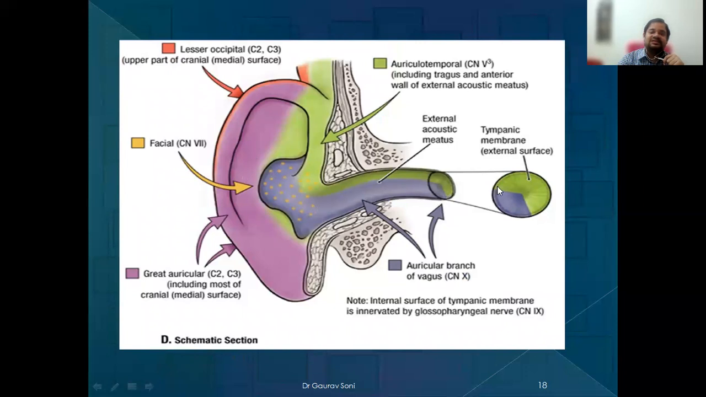Here you can see the surface facing the tympanic surface, which is facing towards the EAM, is also supplied by the same nerves only. So you can follow this diagram to understand it better. The pathway, the curving pattern, is given again, so it will be easy for you to remember.